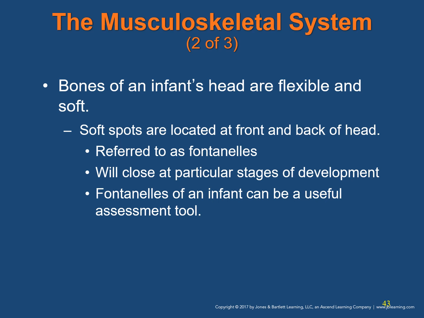The bones of an infant's head are flexible and soft. Soft spots are located in the front and back of the head, referred to as fontanelles. They close at a particular stage of development. Fontanelles of an infant can be a useful assessment tool. Bulging fontanelles can indicate increased cranial pressure. Sunken fontanelles can indicate dehydration.